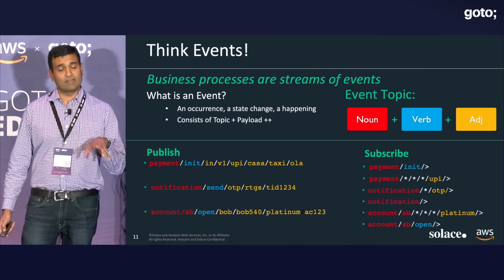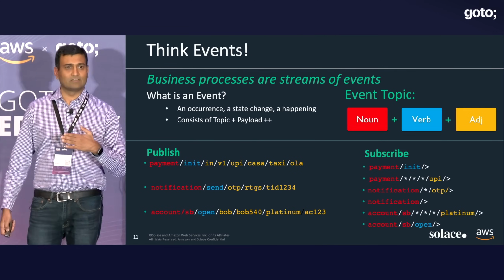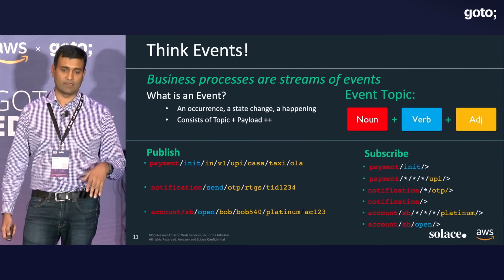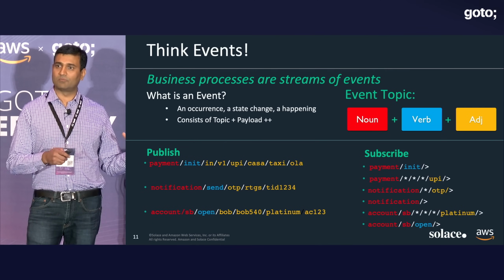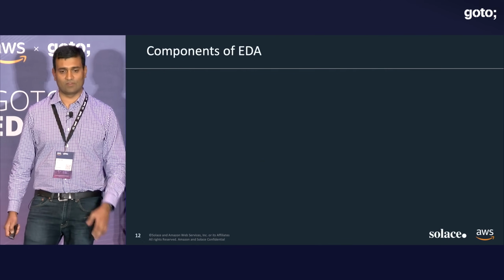Now, metadata can also be used for various routing purposes as well. You can route the messages to different consumers, different regions based on this kind of metadata. So in short, in any event, you will have some object, some verb or some action associated with it, and then metadata associated with it.